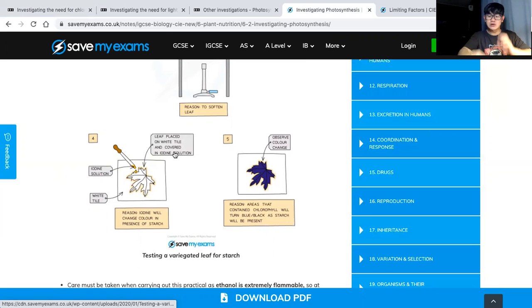Okay, so if the iodine test is positive, blue-black, there is starch. Iodine negative, yellow, there is no starch. Okay, so you should know what the end result should be.